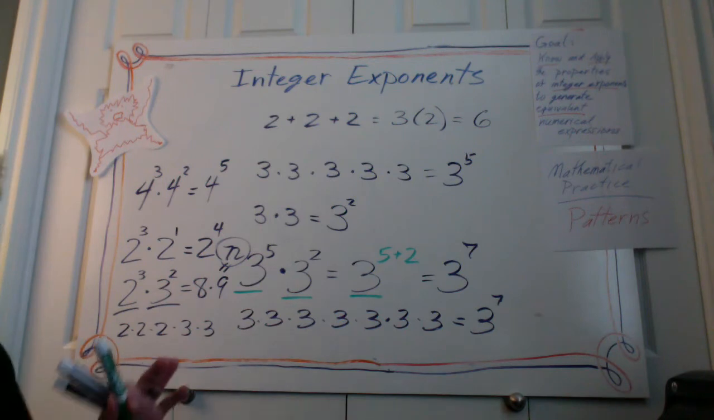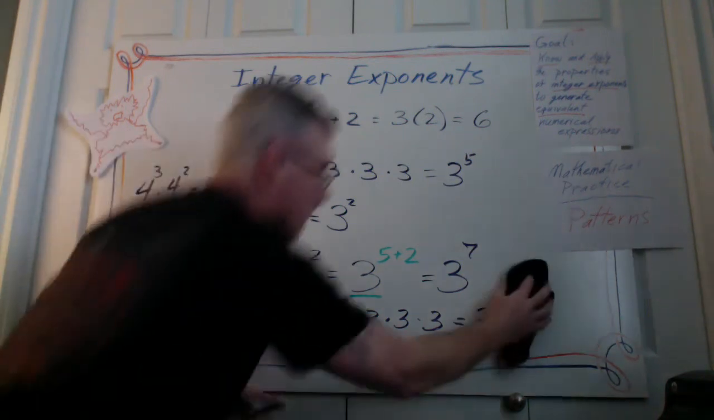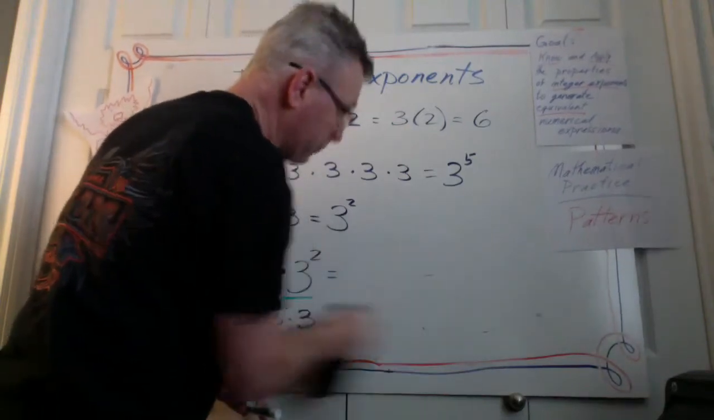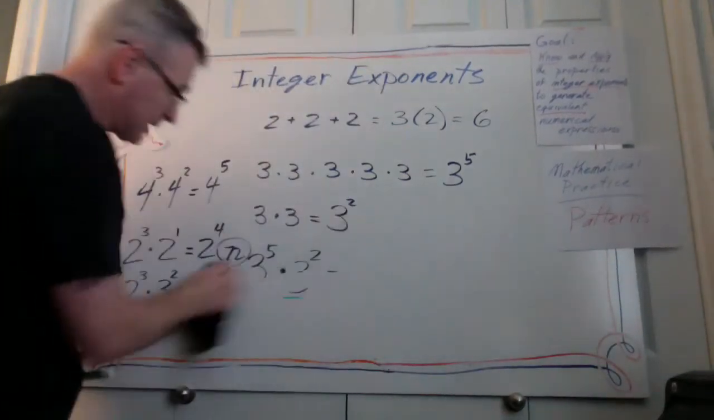So this is how the powers work when you've got 1. Ooh, that purple is really tough to take off the board.